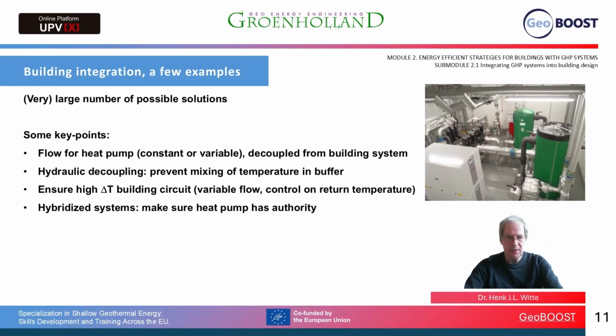Another aspect that we need to take into account is that we want to have a high temperature difference on the building circuit. So we need basically variable flow for part load conditions with control on return temperature. If we push out 45 degrees on the heating side and we get back 44.5 in part load conditions, the heat pump cannot function. We need a return temperature between 38 and 40 degrees for the heating system to function.